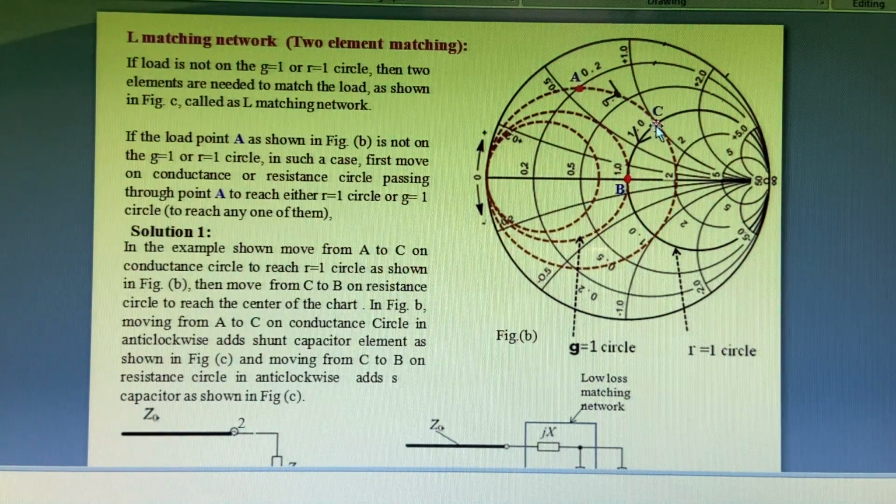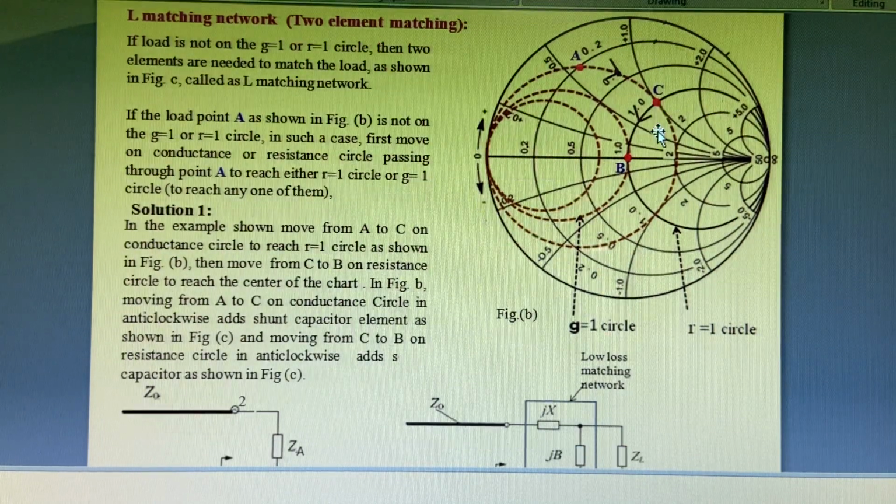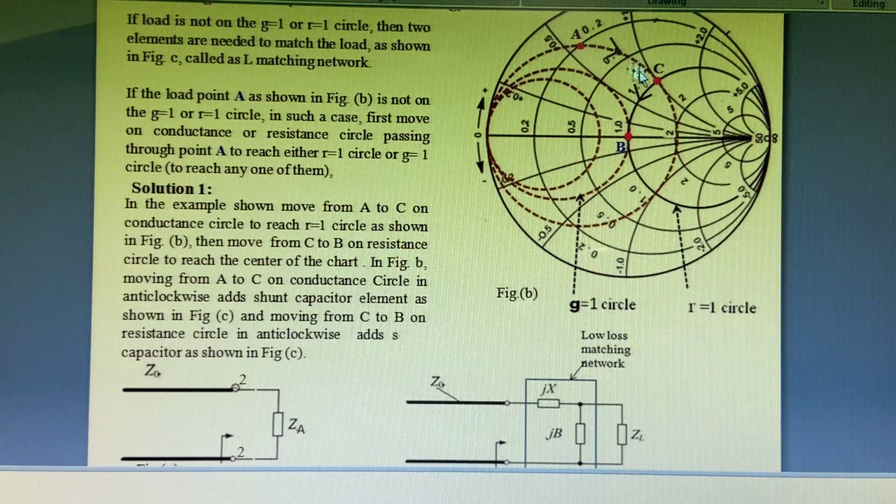That adds one element to the circuit. We are moving from A to C on the conductance circle in the clockwise direction. Moving from A to C in the clockwise direction on the conductance circle adds a capacitor in shunt. So it will be adding a shunt element, that is a capacitive element.